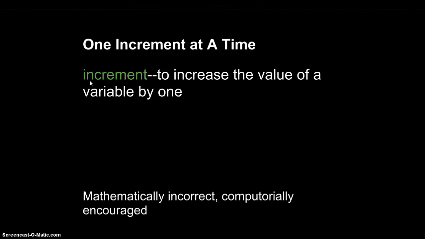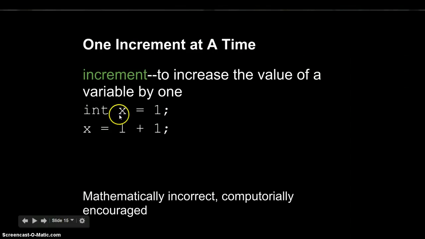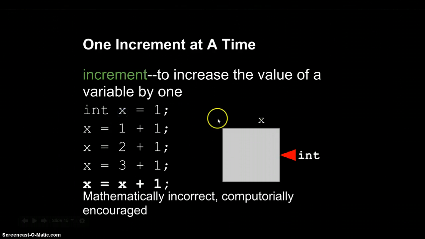Alright, so what an increment is, is to increase the value of a variable by 1. So let's say we have a variable, int x equals 1. We learned that we can initialize a variable in the same line we declare it, and so that's what we did here. Alright, so here's my box, x, and it's going to store ints. Now it's going to be initialized to 1.